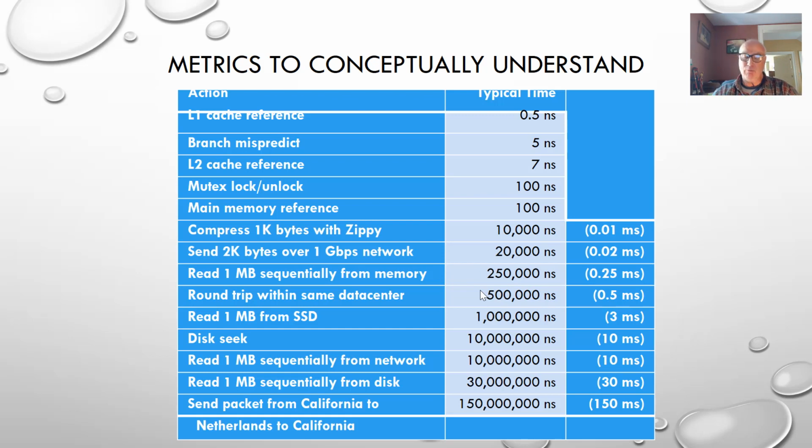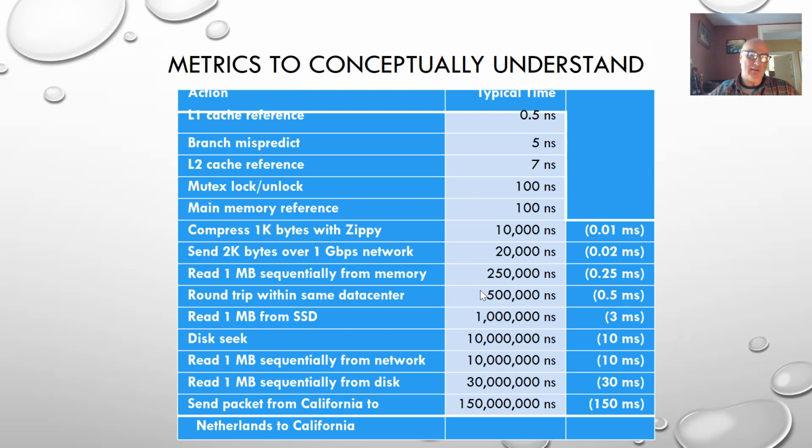If it goes back and forth three times, you're at almost a full second. So, having a protocol that is chatty, it sends requests back and forth, back and forth, back and forth, that kills you in terms of the speed of your application.